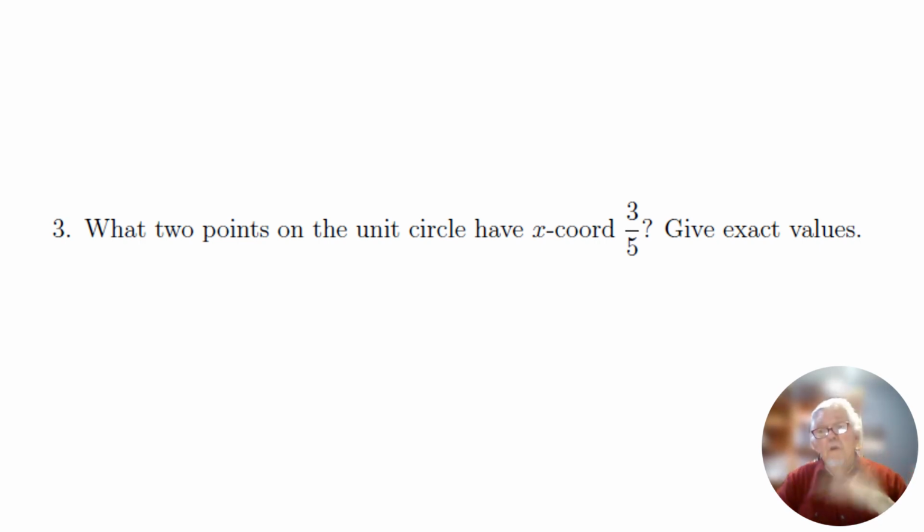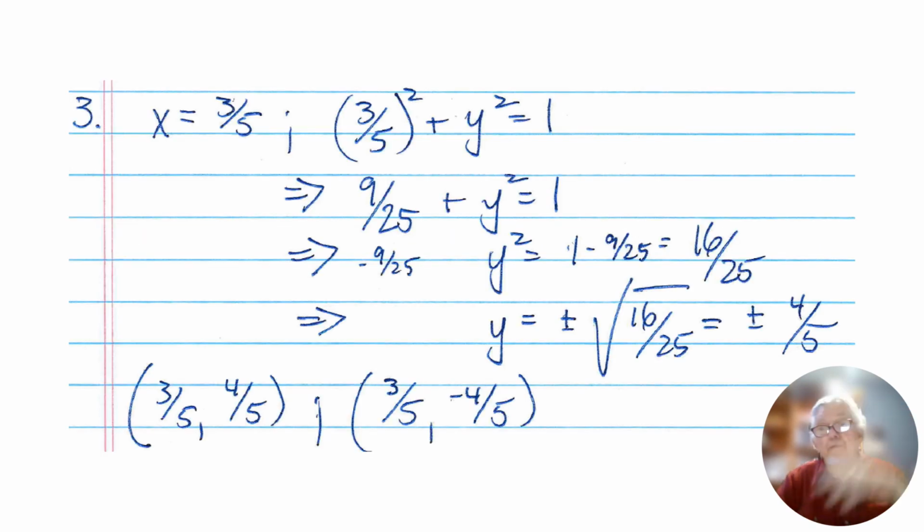Now, there are 2 points on the unit circle that have x-coordinate 3/5. So that is the right half of the unit circle, where x is positive, right? Positive x-axis. So there's going to be 1 point with a positive y, 1 point with a negative y. So x squared plus y squared equals 1. X is 3/5. Therefore, 3/5 squared plus y squared equals 1.